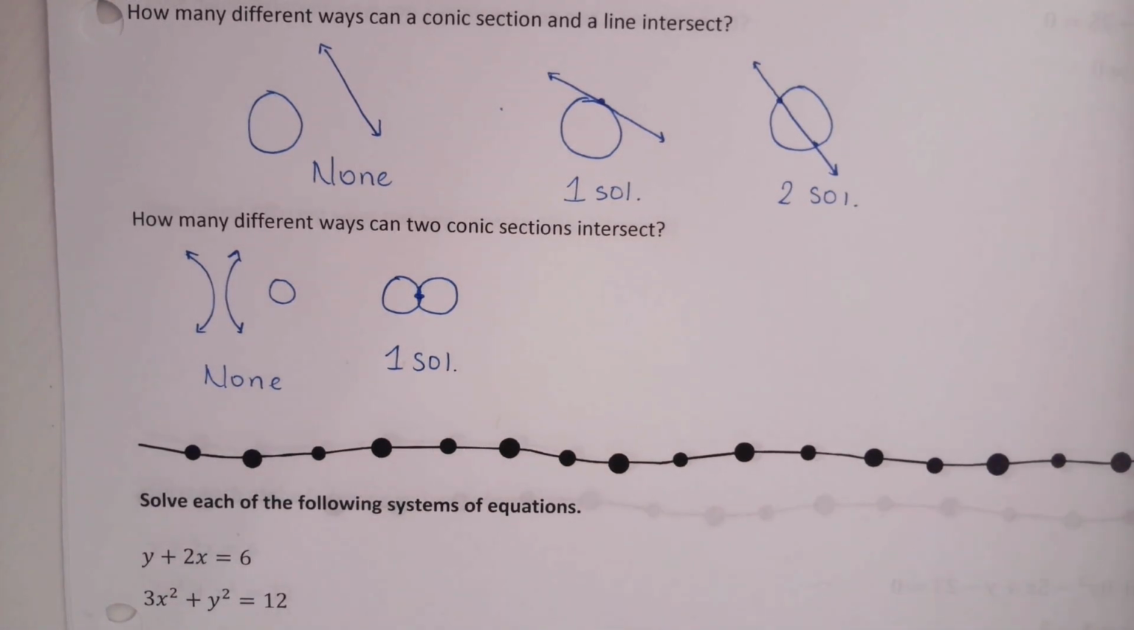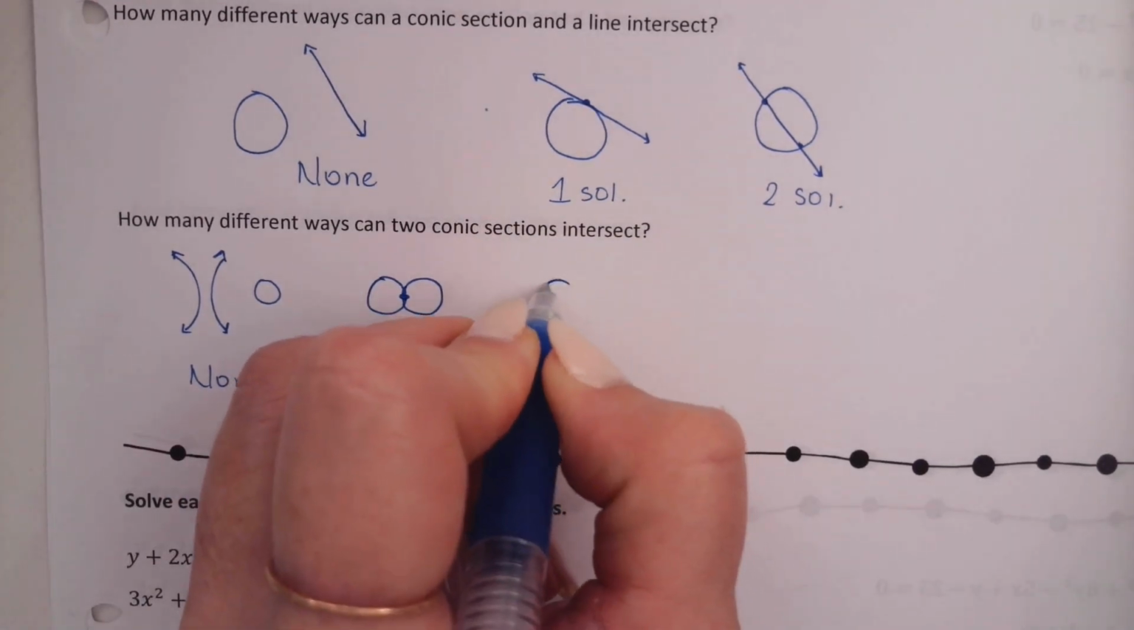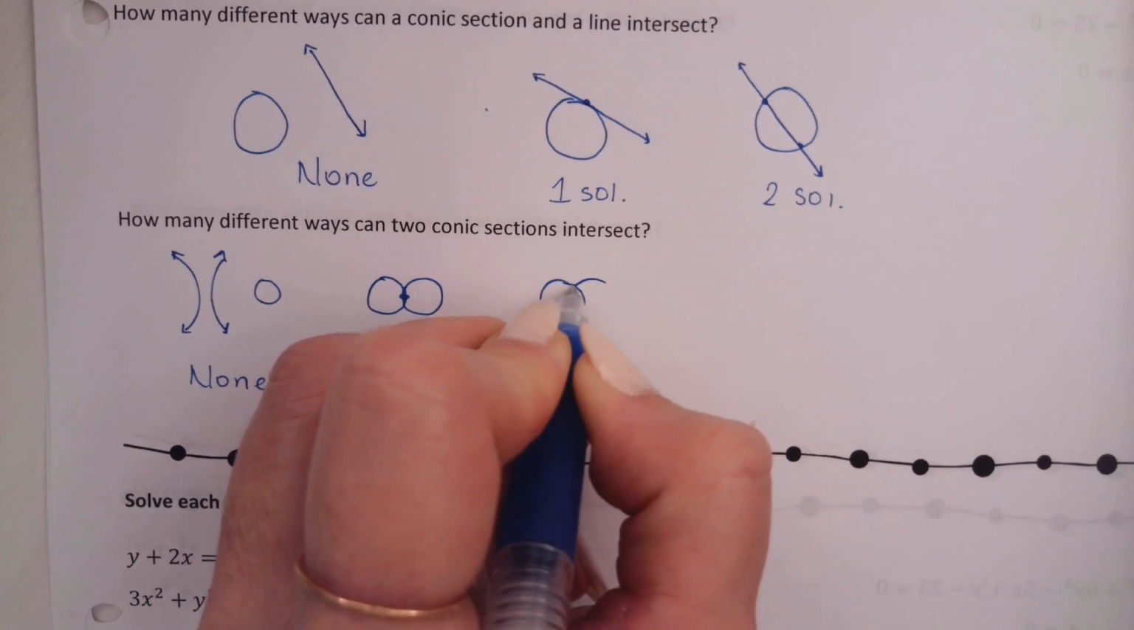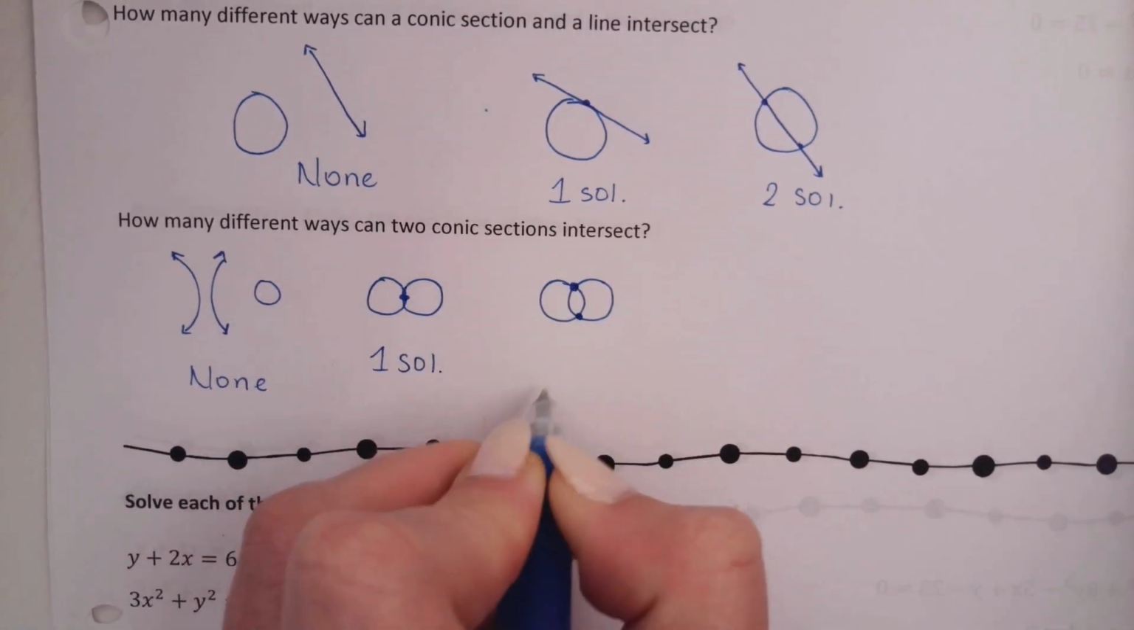It's also possible to have two solutions. The two solutions reminds me of the Olympic symbol. You have one solution here, one solution here.